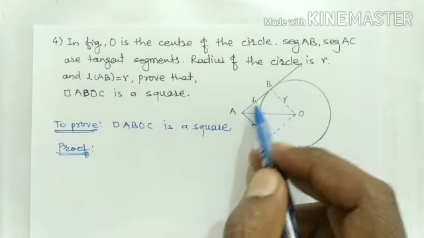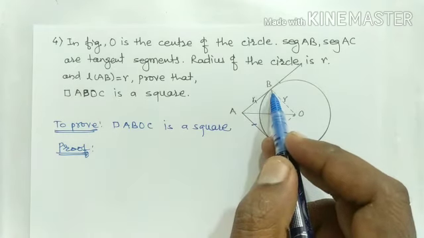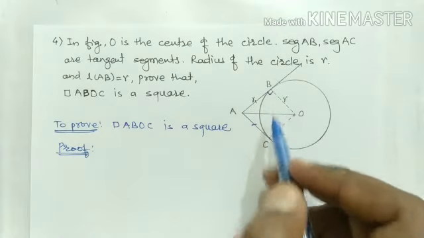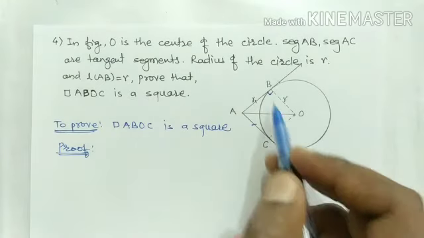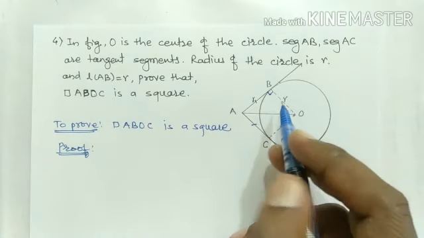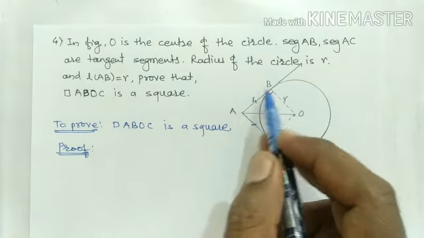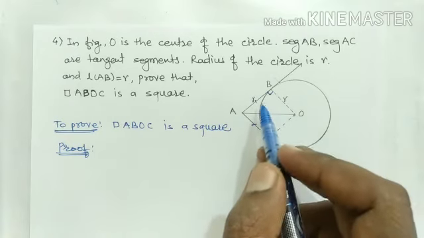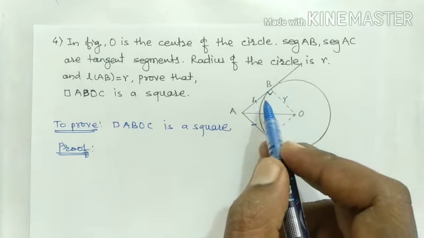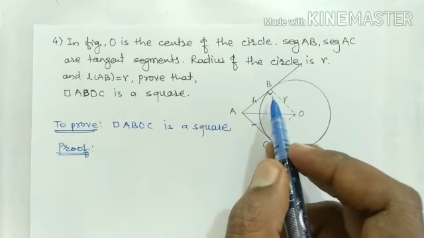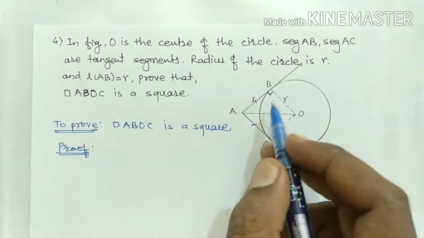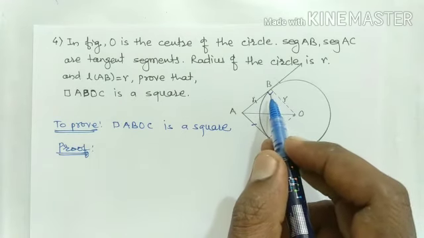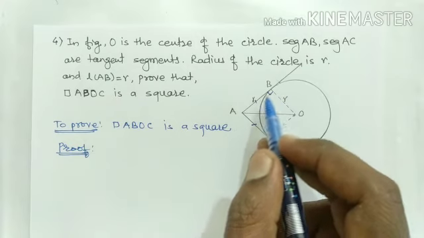Now, segment AB is the tangent and OB is the radius through the point of contact. Therefore, this angle OBA equals 90 degrees. किंवा आपल्याला हा पण अँगल दाखवता येईल. दोन्हीपैकी कुठलाही एक अँगल आपण दाखवूया. Now, here first we prove that this quadrilateral ABOC is a rhombus. Now we prove that one of the angles of this rhombus is 90 degrees, and we know that if one angle of a rhombus is 90 degrees, or a right angle, then it is a square.